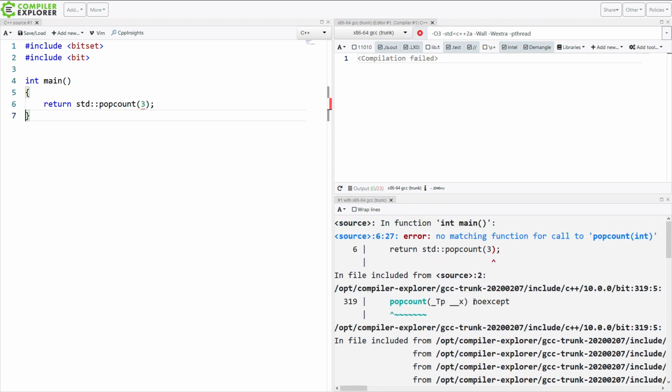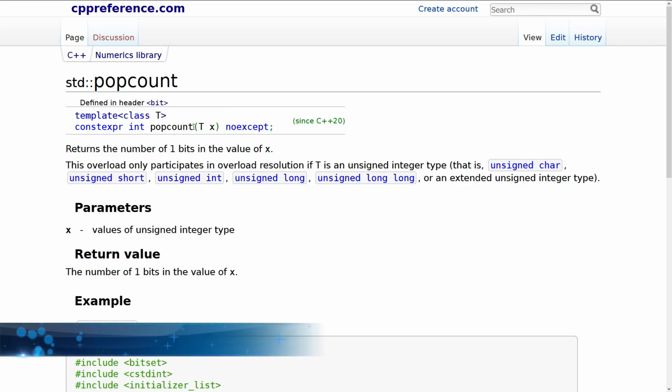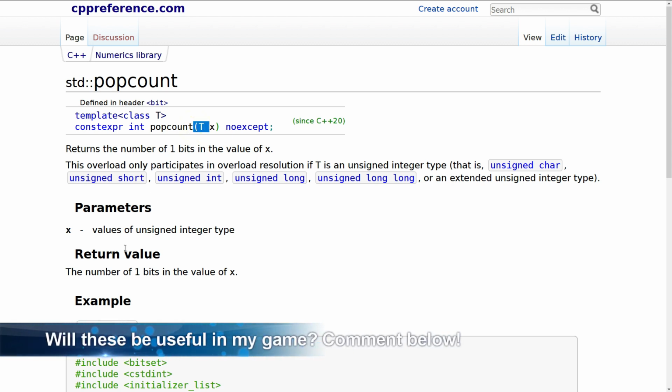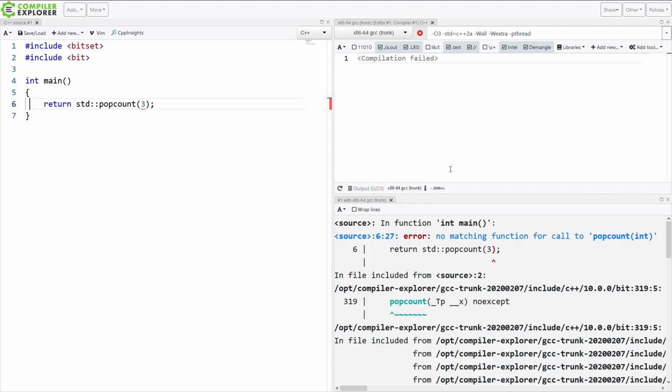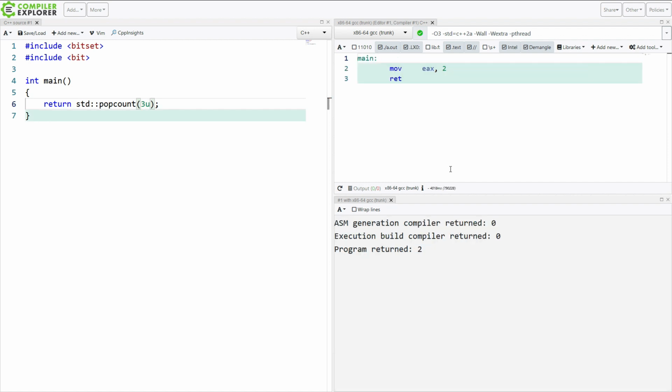Actually, this is interesting. We are being SFINAE'd out here. Let's figure out why. So it says popcount of T, and let's see, this overload only participates in overload resolution for unsigned types, which isn't shocking. So we need to make this an unsigned type, which, yeah, I accept that. So there we go. If we do that, then we get two returned. And this, I think, does quite a bit better job of actually illustrating what our goal is, as opposed to using std::bitset to get at the count function that it had.